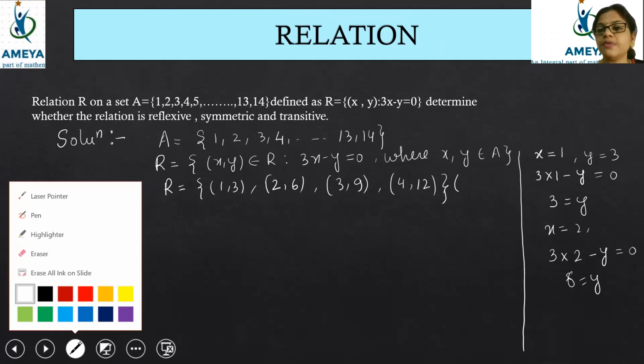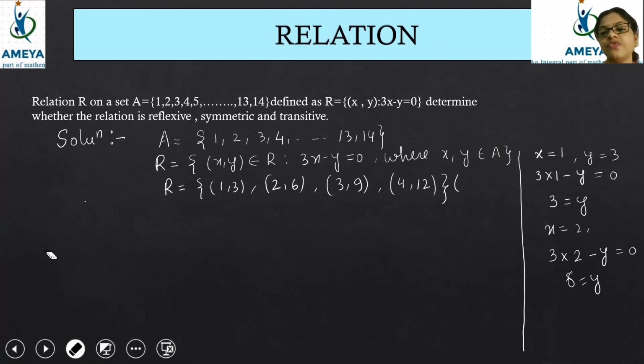It is very important that reflexive, symmetric, transitive, that is RST, comes 100% from the relation itself. Once you have a relation, that relation will be fulfilling reflexive, symmetric and transitive or not. So let's see whether reflexive, symmetric and transitive is fulfilled here or not. Now first we will check for reflexivity.